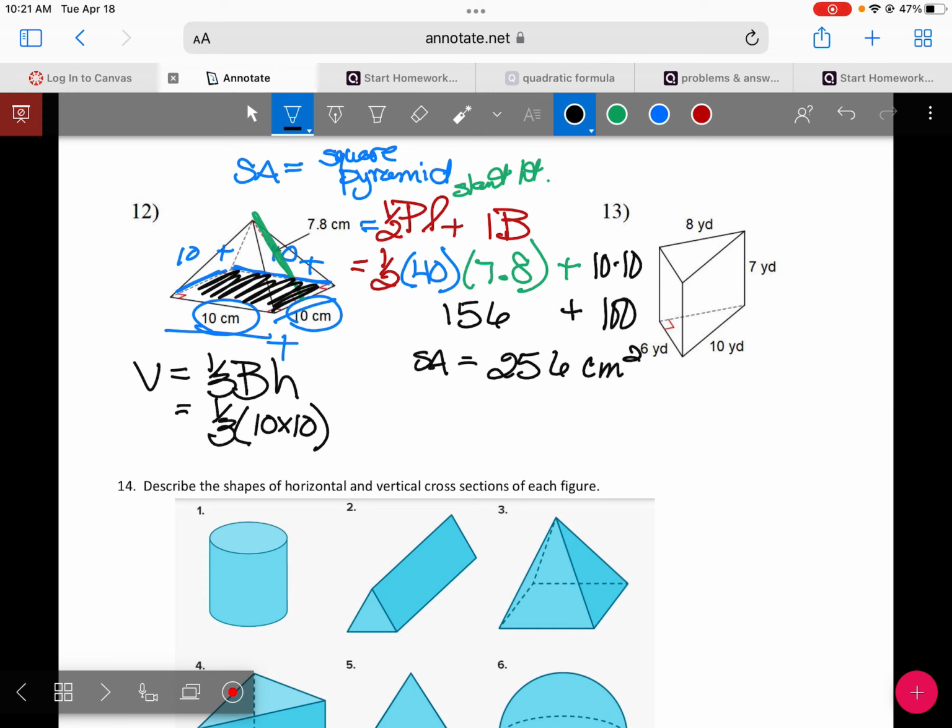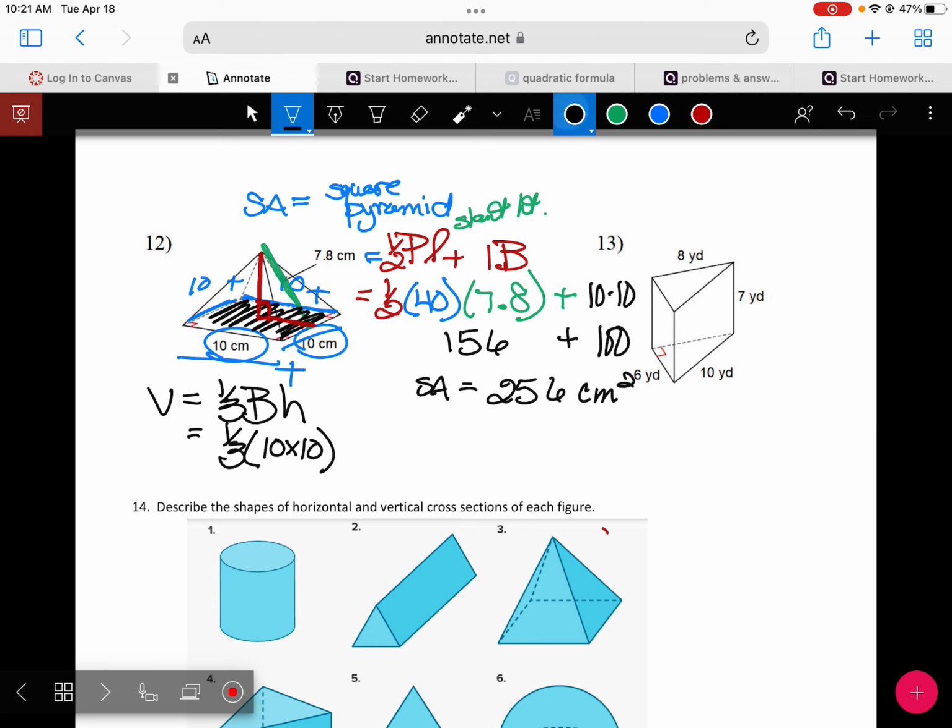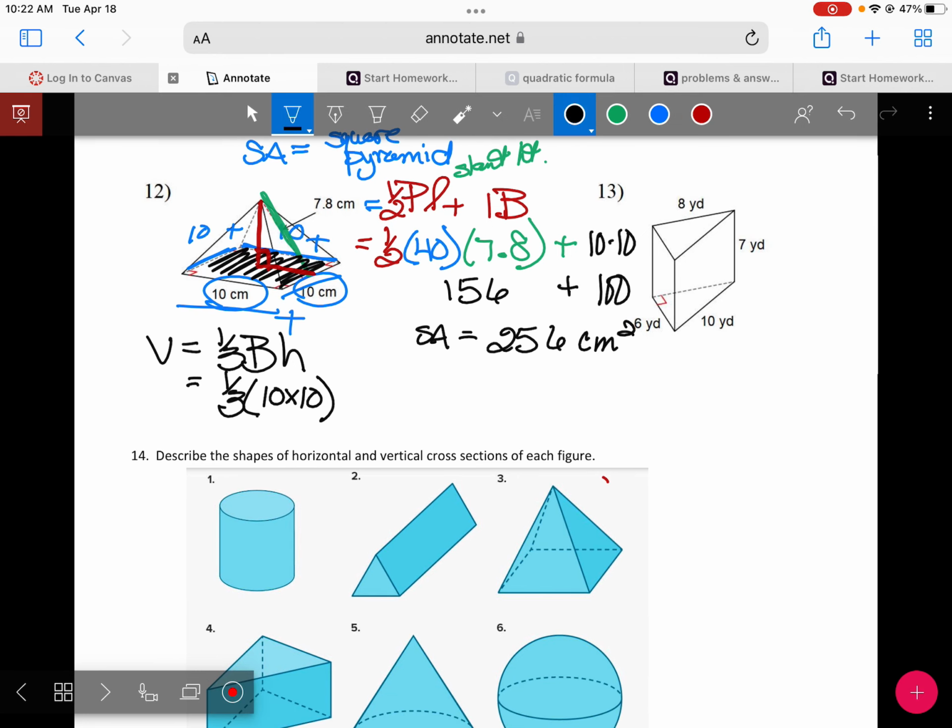Times the height. Guys, listen. The height is going to be the perpendicular height, which we do not have. So what are we going to have to use? Pythagorean theorem.